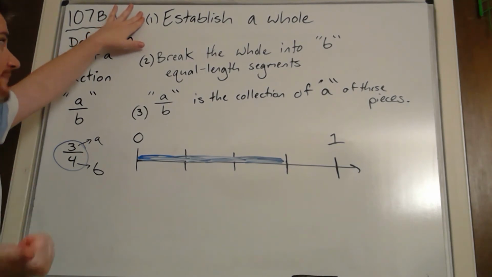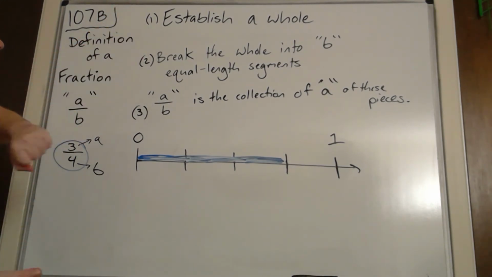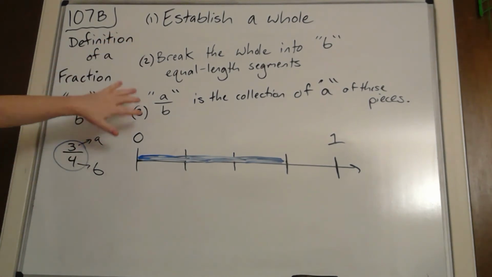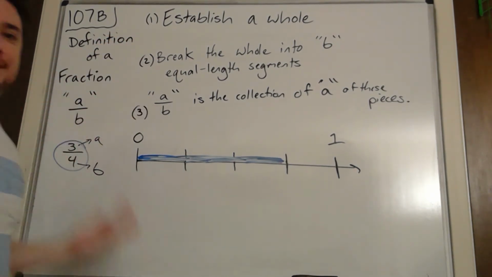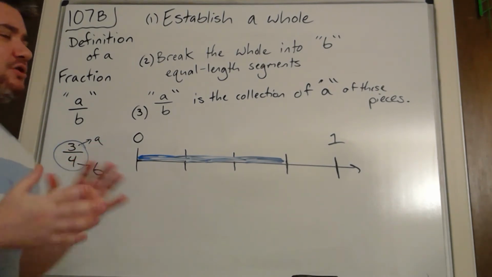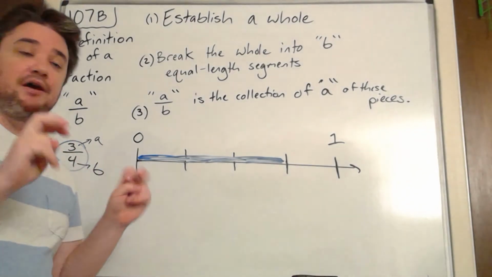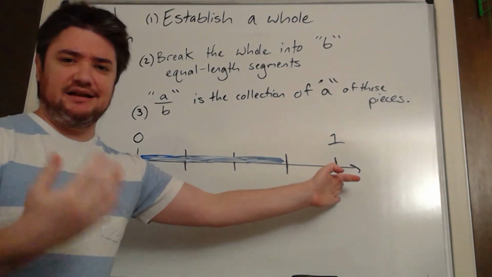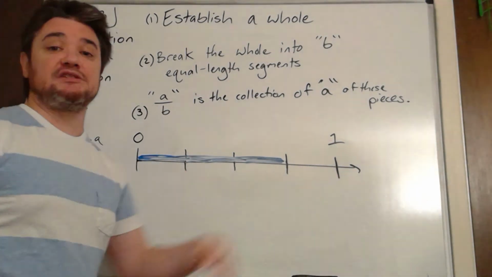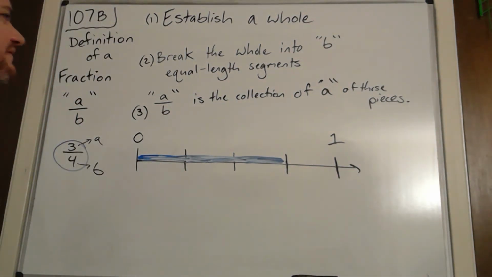So yeah, establish the whole. We will always want to cover that base. We will be breaking them into equal length segments, and then we've got to collect a certain amount, and there we go. Some of the things you'll have in the homework, some of them you'll have a number line and they say locate the 1, right? So that's like establishing a whole. Maybe there's some other numbers on the number line and you have to figure out where the 1 belongs. So you've got something like that.